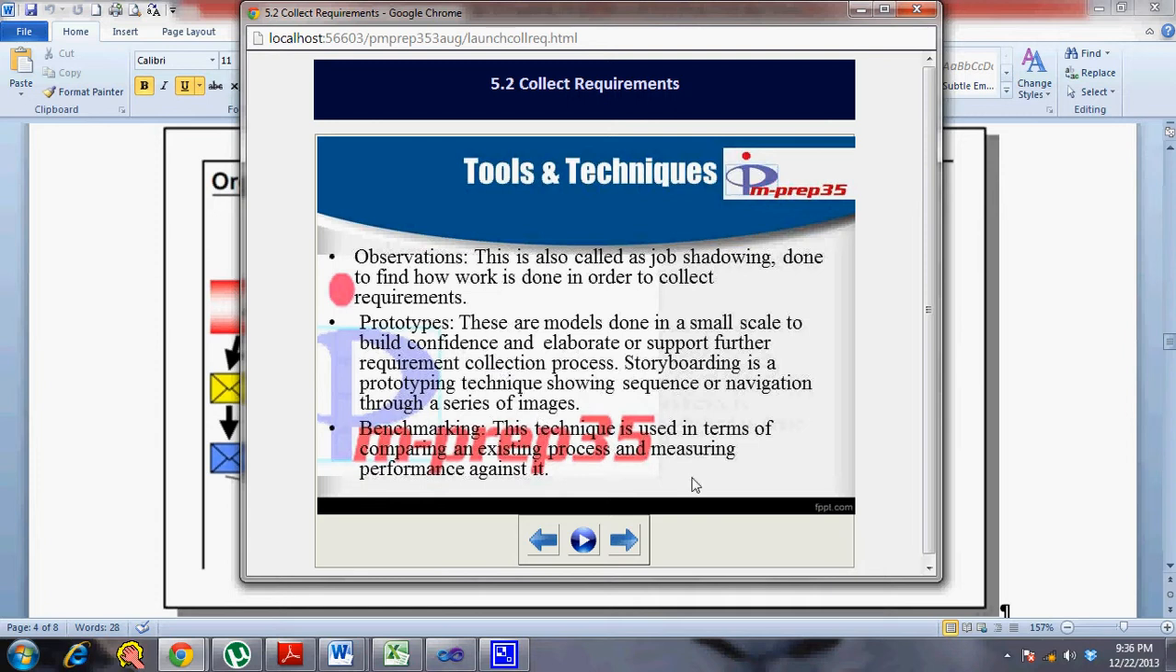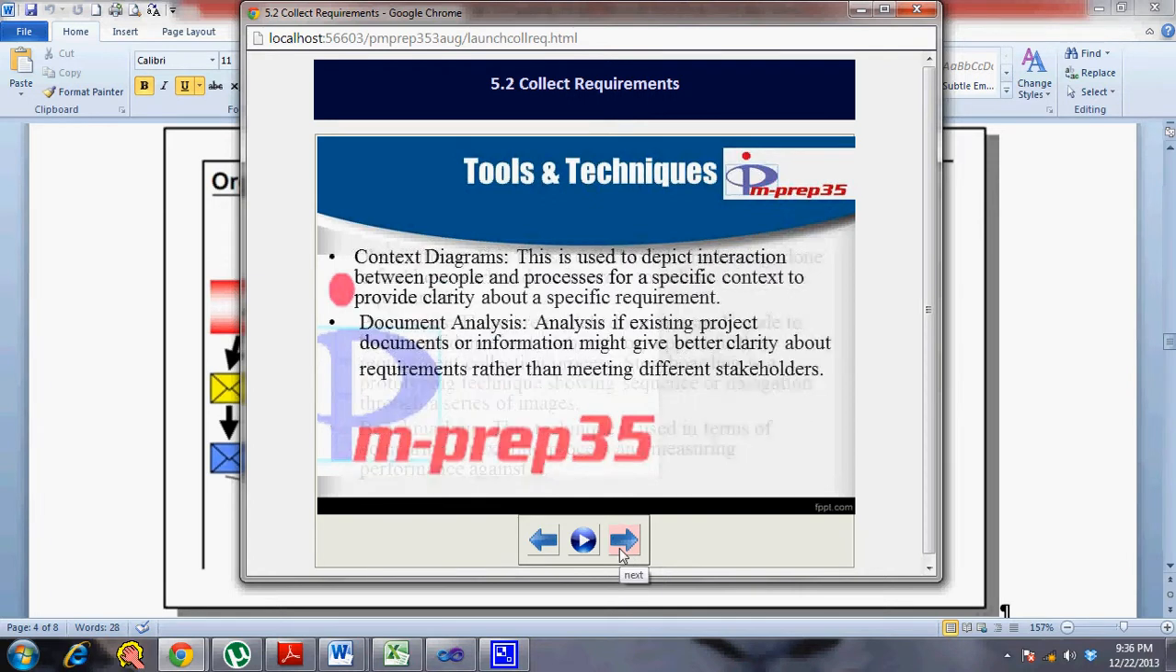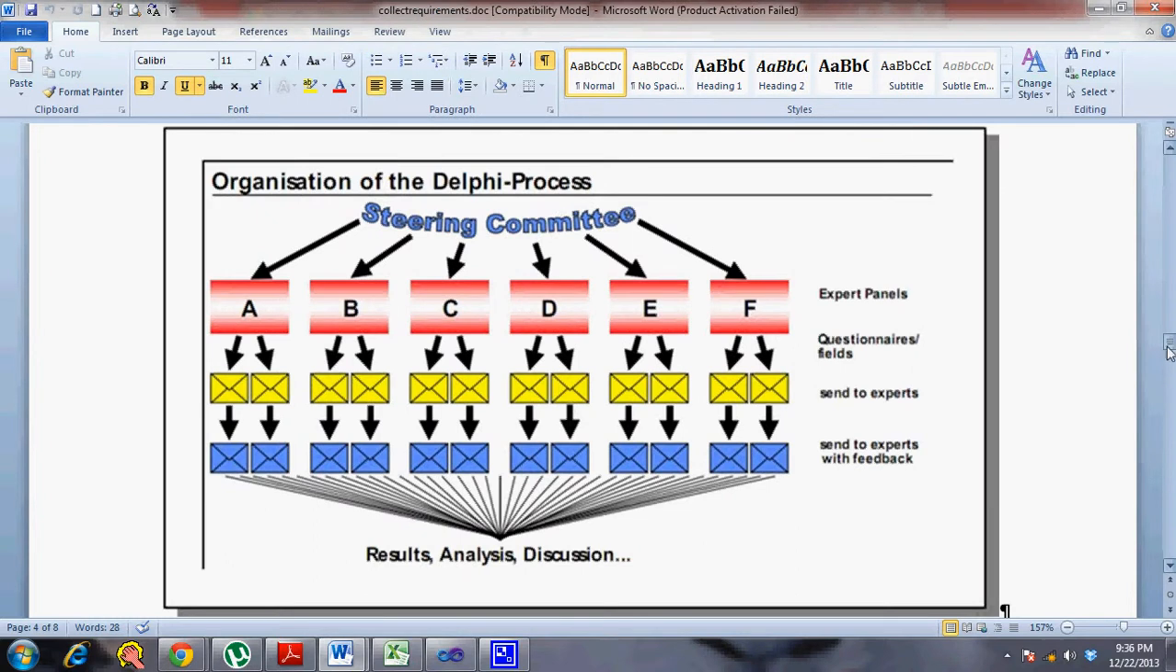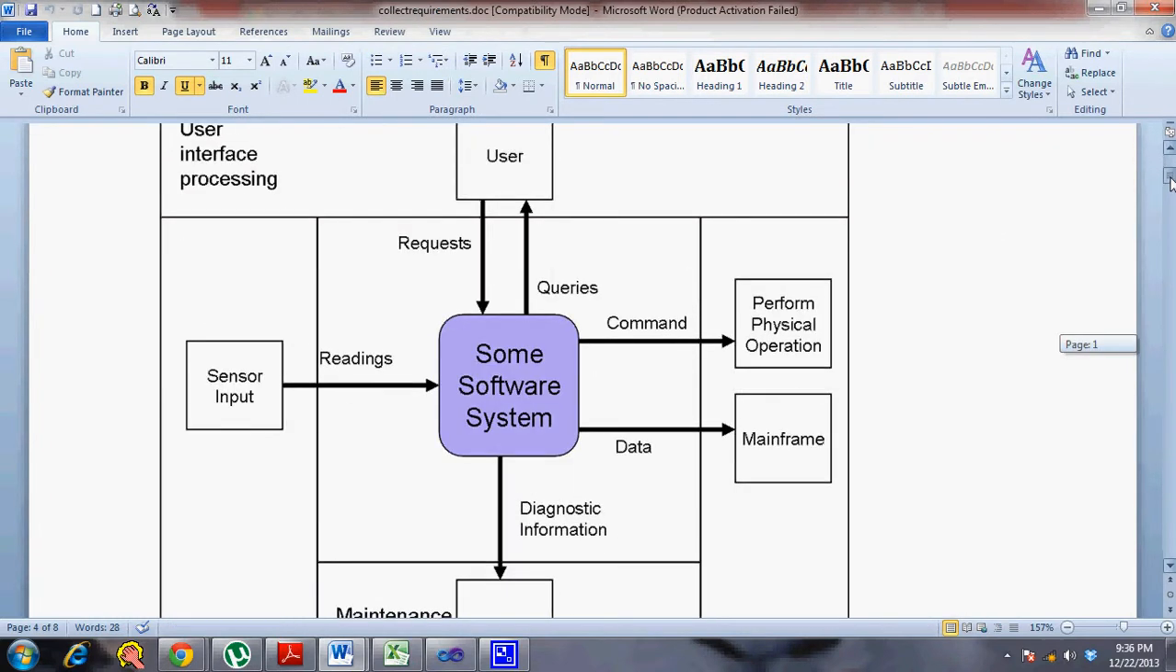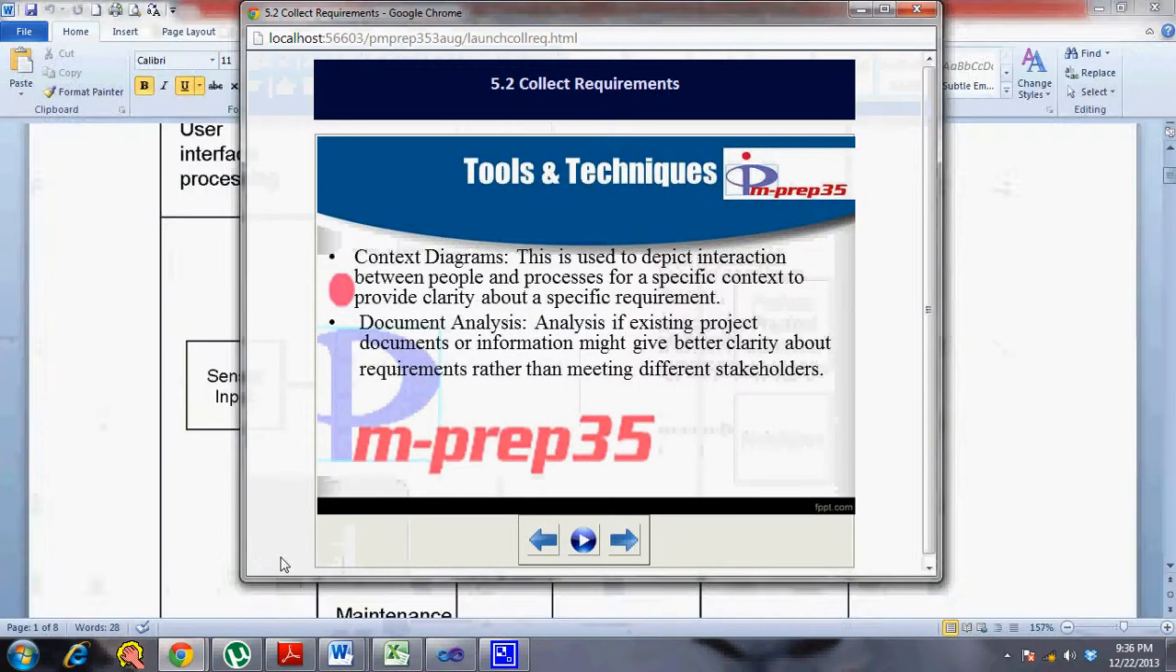Context diagrams are useful when you have to show how a particular system interacts with users, external users, how it interacts with other processes, other systems. So that's where the context diagrams are really useful when you want to show how the system or the application is positioned. Document analysis, sometimes it's good to look at historical documents that are maintained for similar projects, and based on that you can collect requirements.